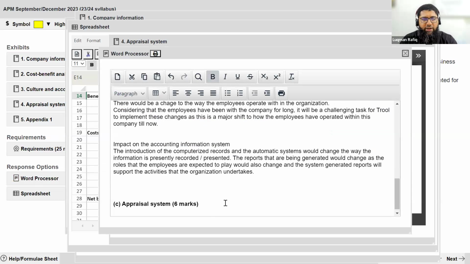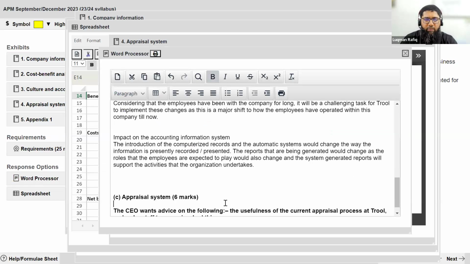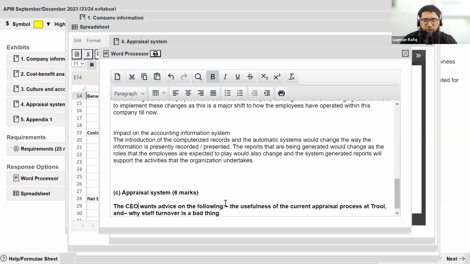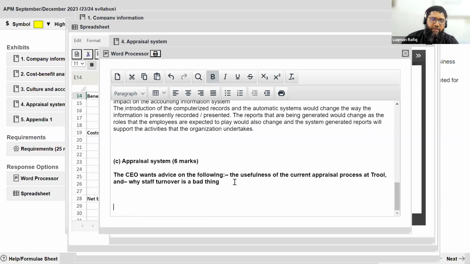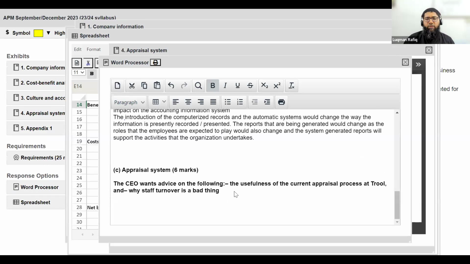So basically, now what do we need to do? The CEO wants advice on the following: the usefulness of the current appraisal at Rule and why staff turnover is a bad thing. So this is something that we would be focusing upon, right? The approach should be that you try to list down the pointers that you are going to write down in the answer. Once you list down the pointers, that makes things easy.